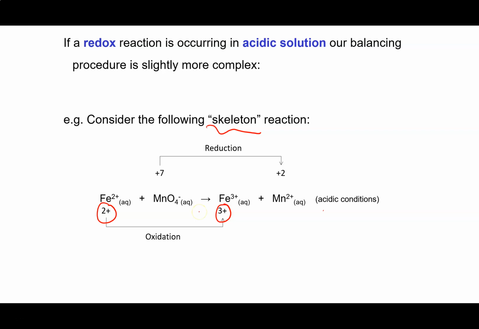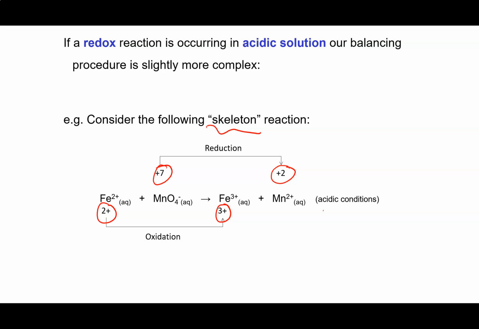Now it takes a little bit of work to get here, but the manganese in this polyatomic ion has an oxidation number of plus 7, very common oxidation number for manganese. And then on the right hand side, it's just the monatomic cation, so it has an oxidation number of plus 2. So it's getting reduced by 5 electrons.